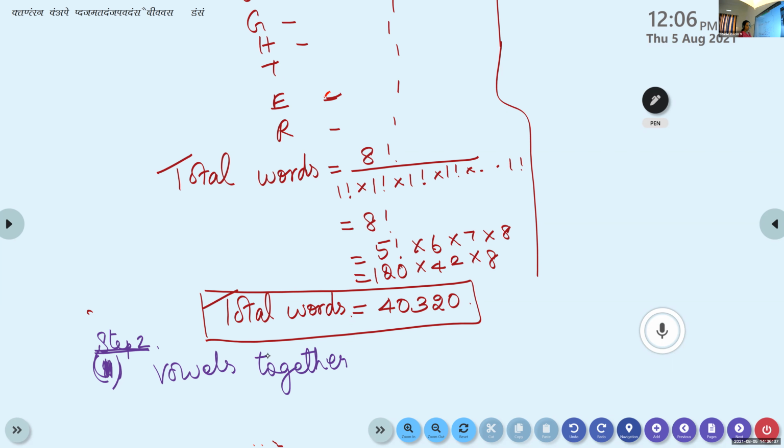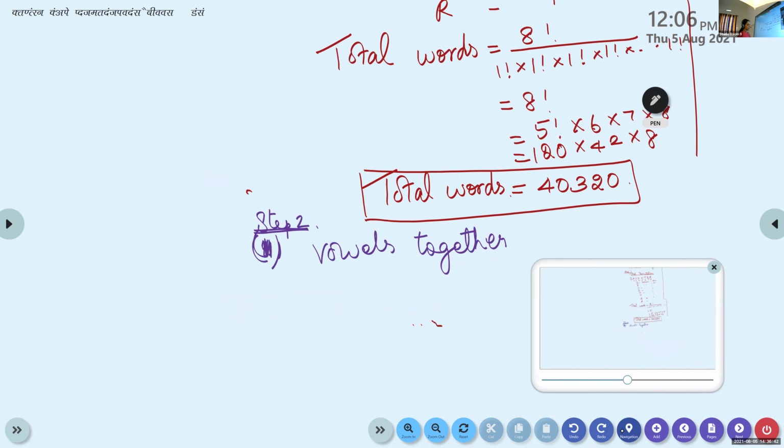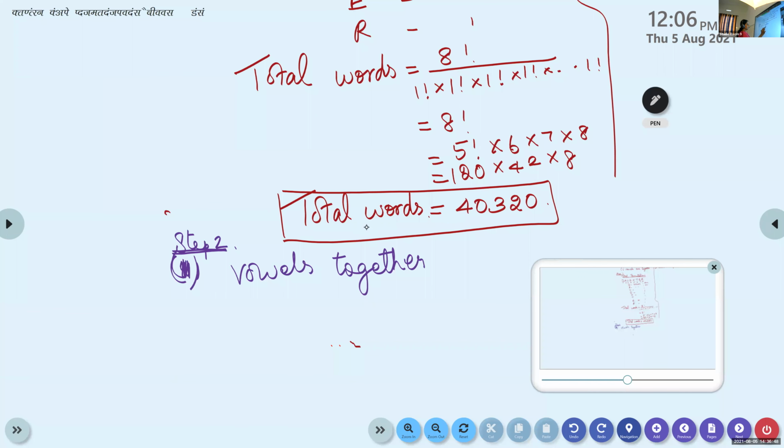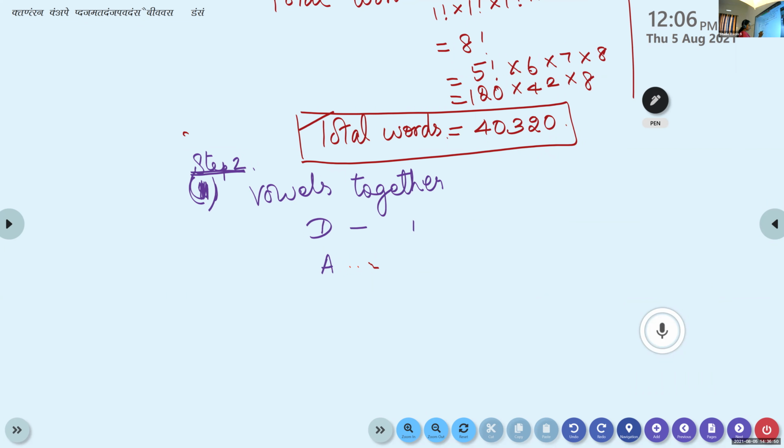Go through the letters given in the word daughter: D, A, U, G, H, T, E, R. We take all the vowels as a single unit. Write all the vowels together. So A, U, E as a whole forms a single unit.